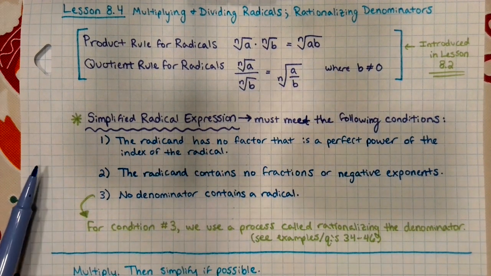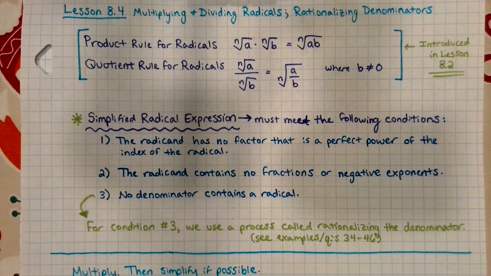So the simplified radical expressions have to meet the following conditions. Number one is that the radicand has no factor that is a perfect power of the index of the radical. Number two is that the radicand contains no fractions or negative exponents. And number three, which we haven't seen yet until this lesson, is that the denominator cannot contain a radical.